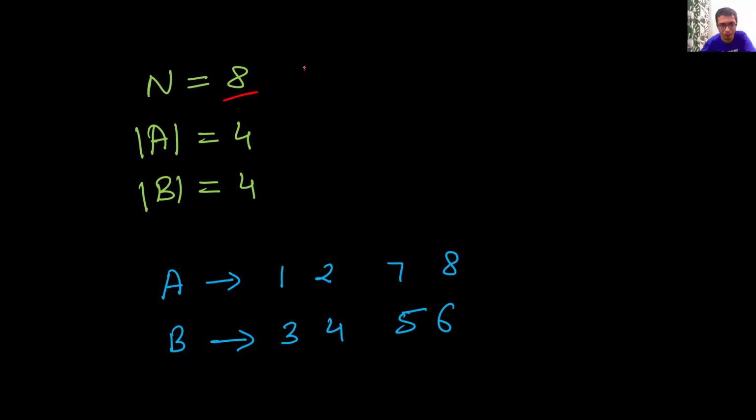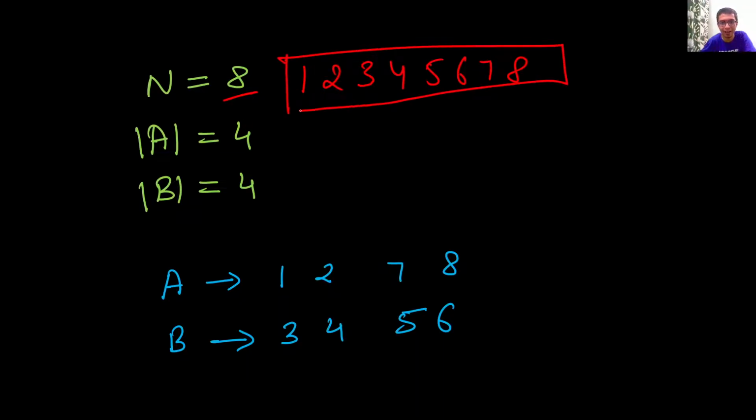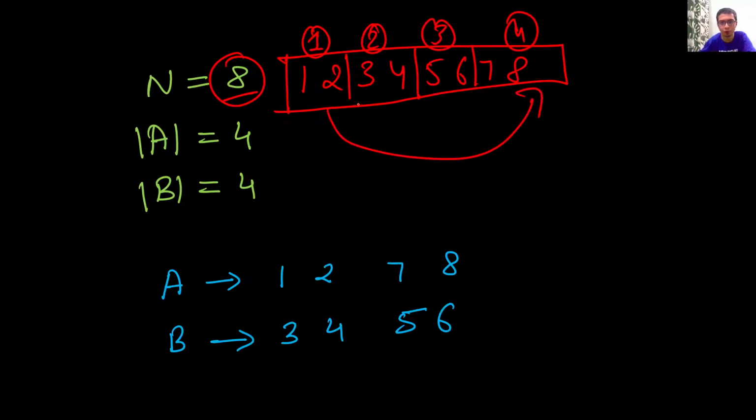Firstly, I'll write all the numbers from 1 till 8: 1, 2, 3, 4, 5, 6, 7, and 8. I'll divide this complete array into 4 equal parts because n is divisible by 4. So 1, 2, 3, 4, 5, 6, and 7, 8. This is the first part, second, third, and fourth. We'll combine the first part and the fourth part. So 1, 2, 7, and 8.